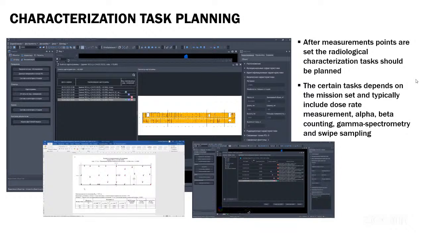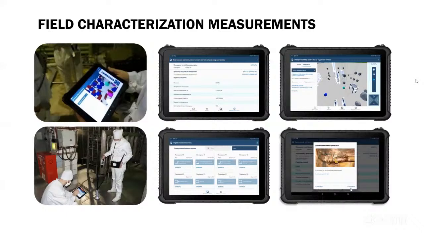After the measurement points are set, we provide the characterization task planning. Usually, task planning means we develop procedures, a step-by-step algorithm: what we should measure, what tools we should use, and what information we should obtain with all these measurements. When specialists go on site, they use mobile devices like industrial tablets with a preloaded BIM model of a facility, or more typically a certain area, rooms, compartments.